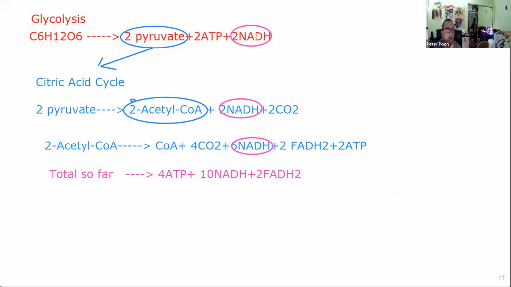The final step is going to be black: the electron transport system. If you hear me talk about an electron transport chain, they mean the same thing. I'm just used to using the word chain. The ATP we can already use immediately. The NADH and FADH2s we cannot.